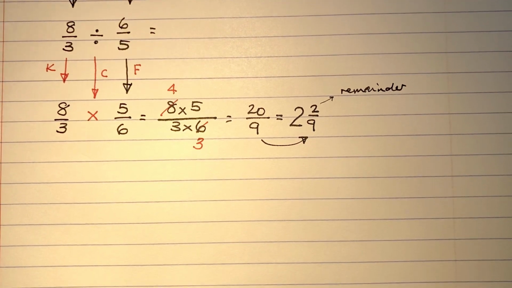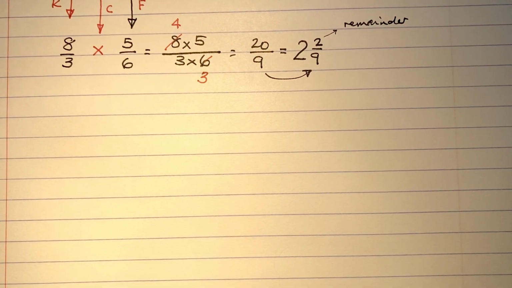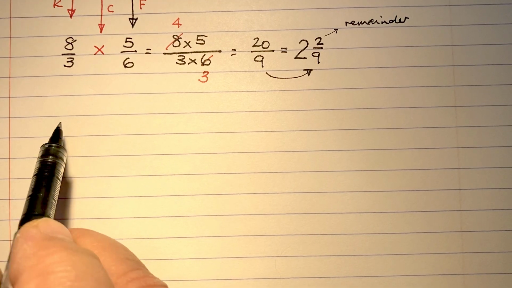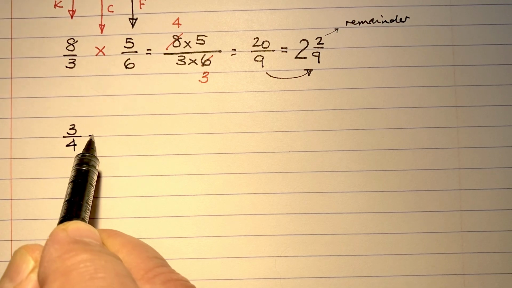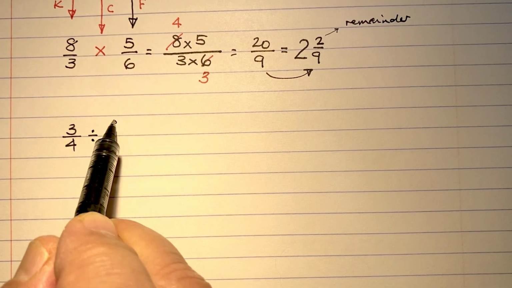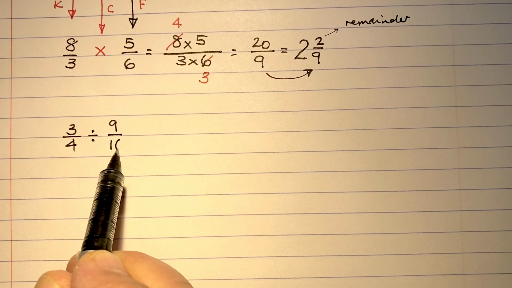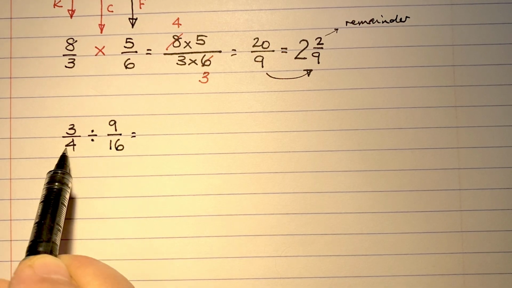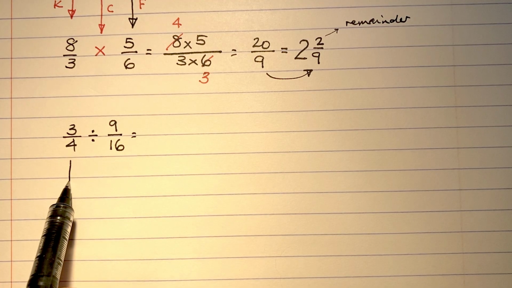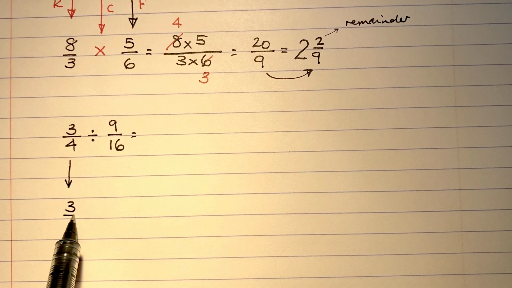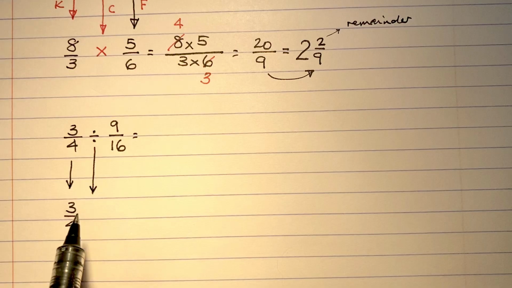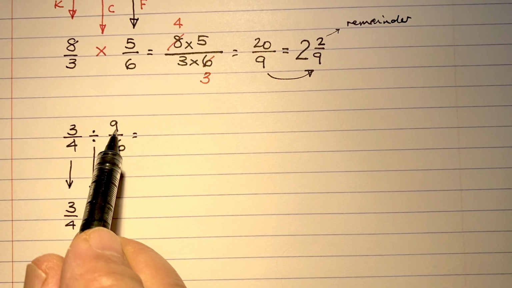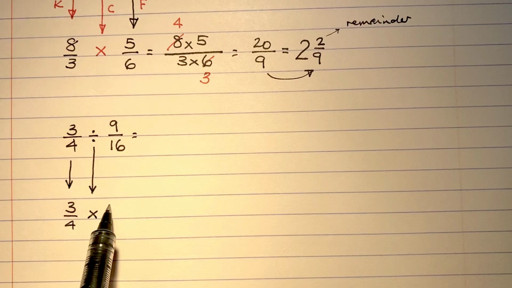Let's have some more examples of division of fractions. Start with simple ones. 3/4 divided by 9/16. You remember now? Keep, change, flip. Keep. Change, divide becomes times. Flip. 9/16 becomes 16/9.